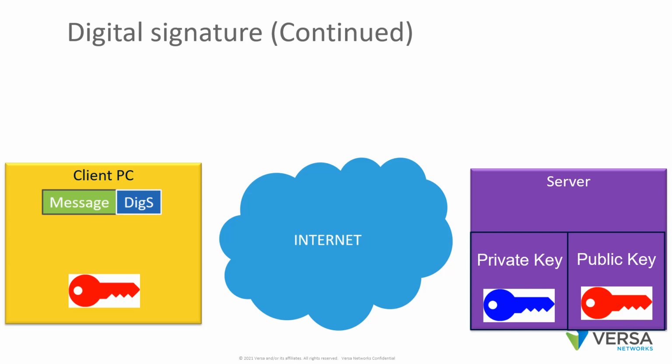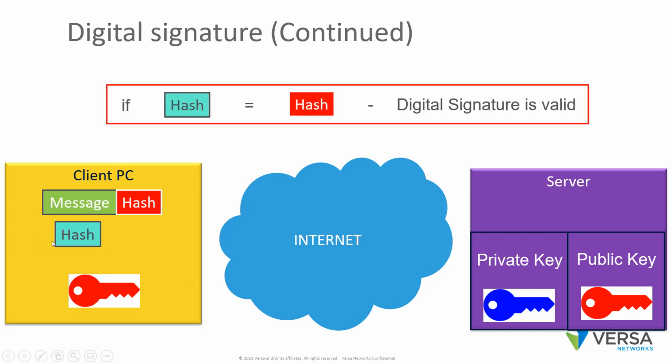What will the client do? First of all, the client will decrypt the digital signature using the public key and receive the hash which was generated by the server. Then the client will also generate its own hash from the message, and compare whether those hashes are the same.